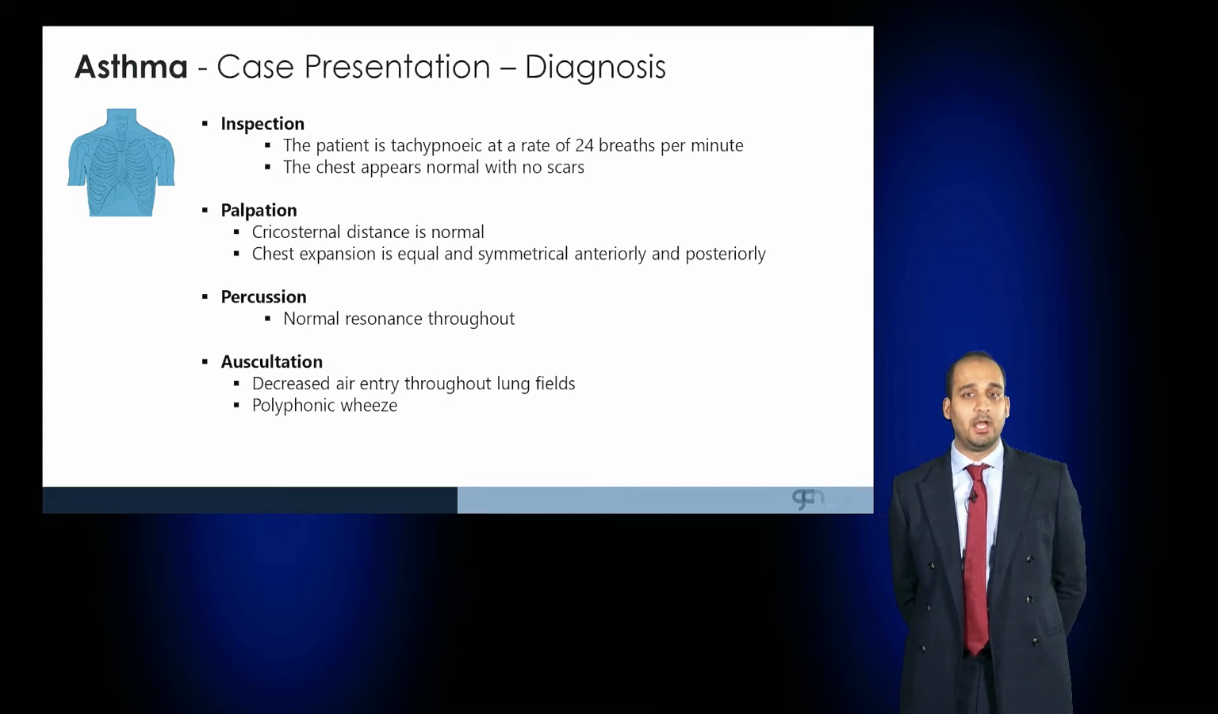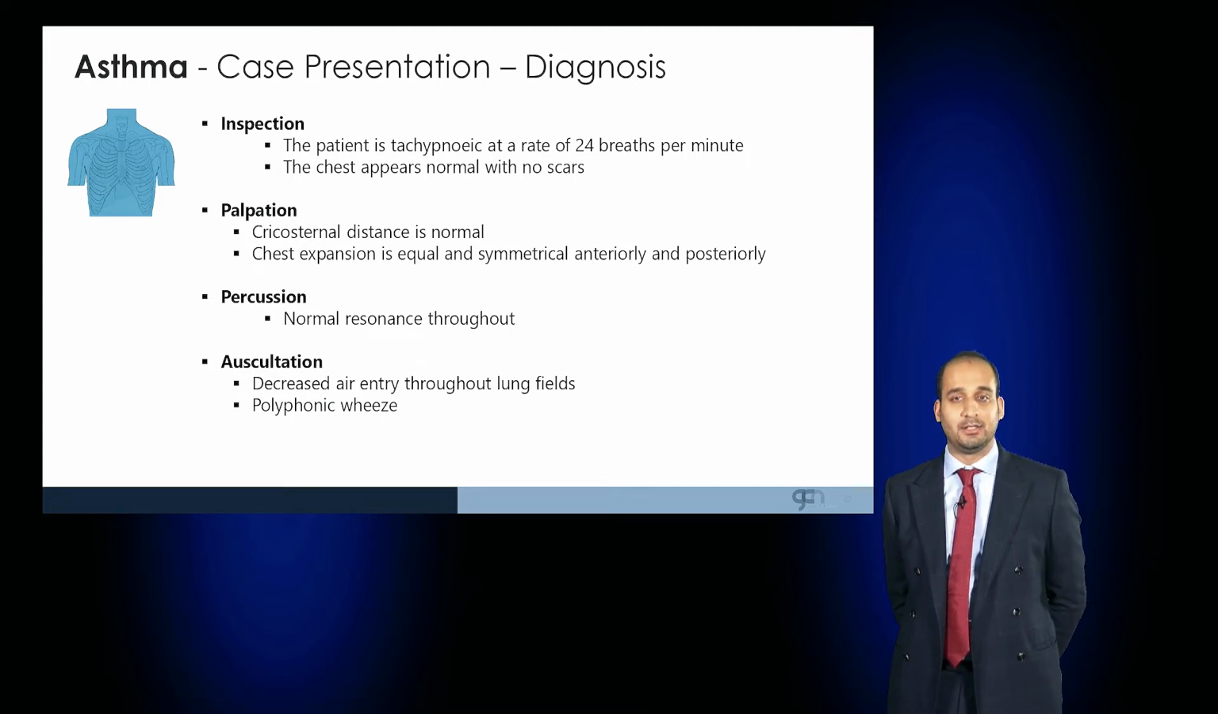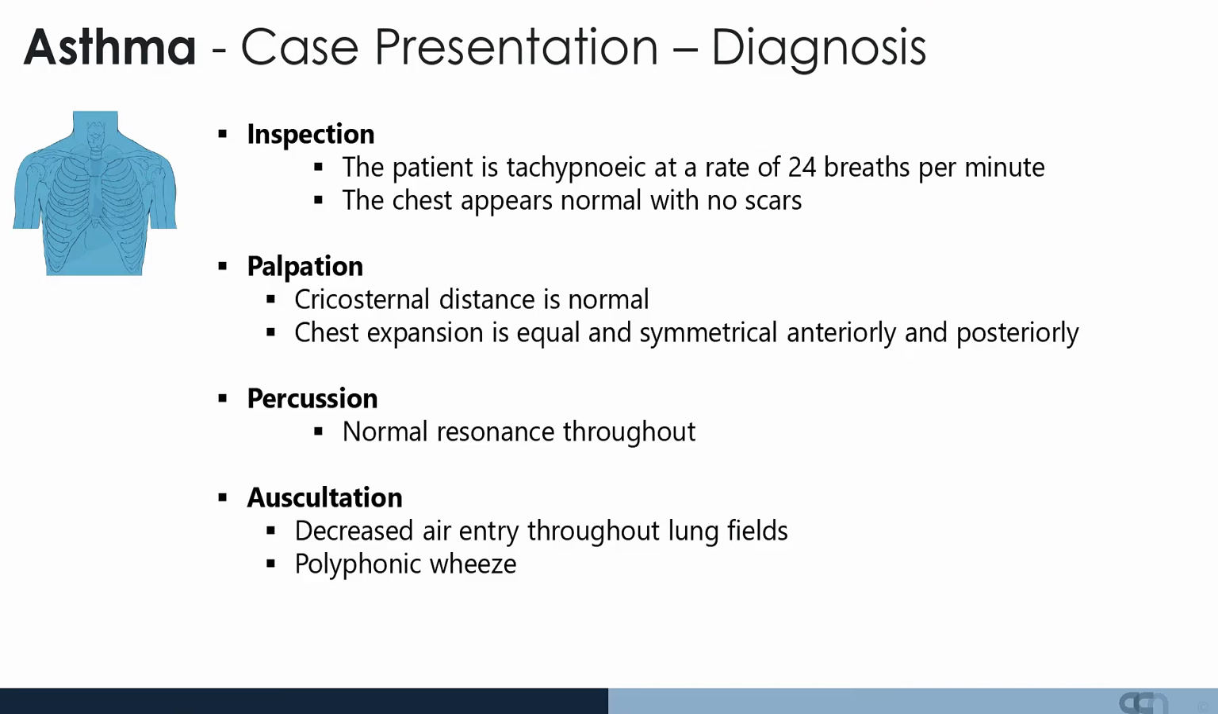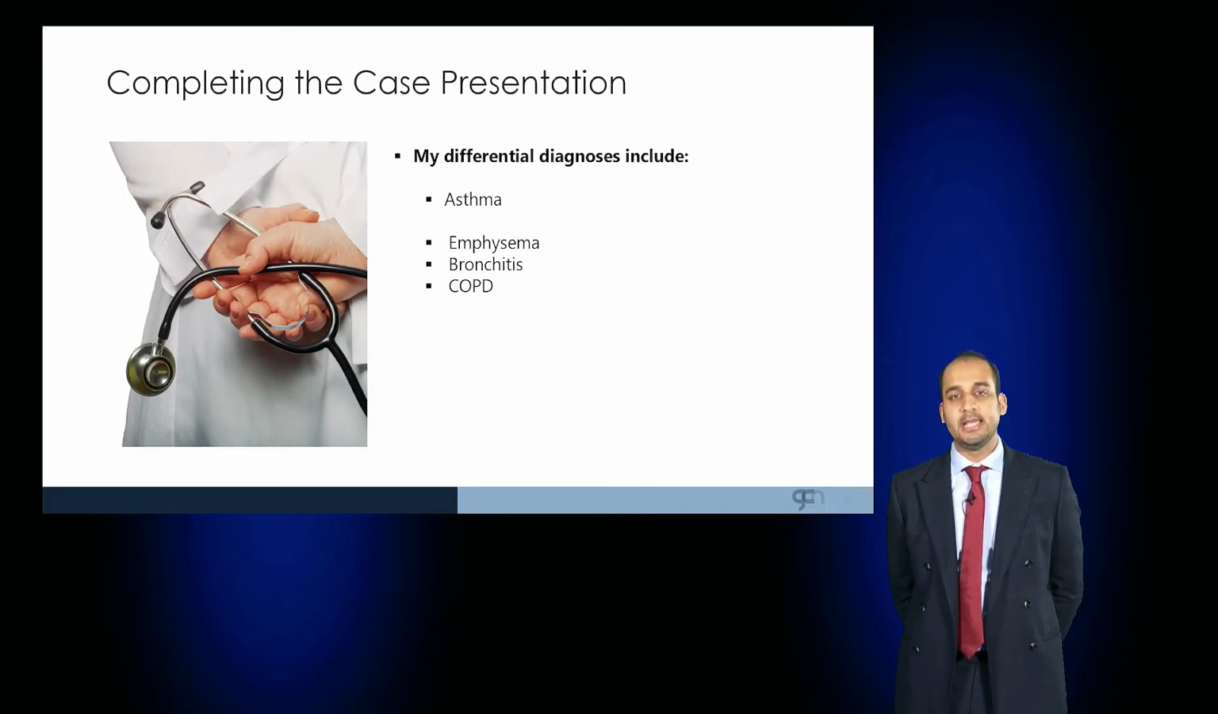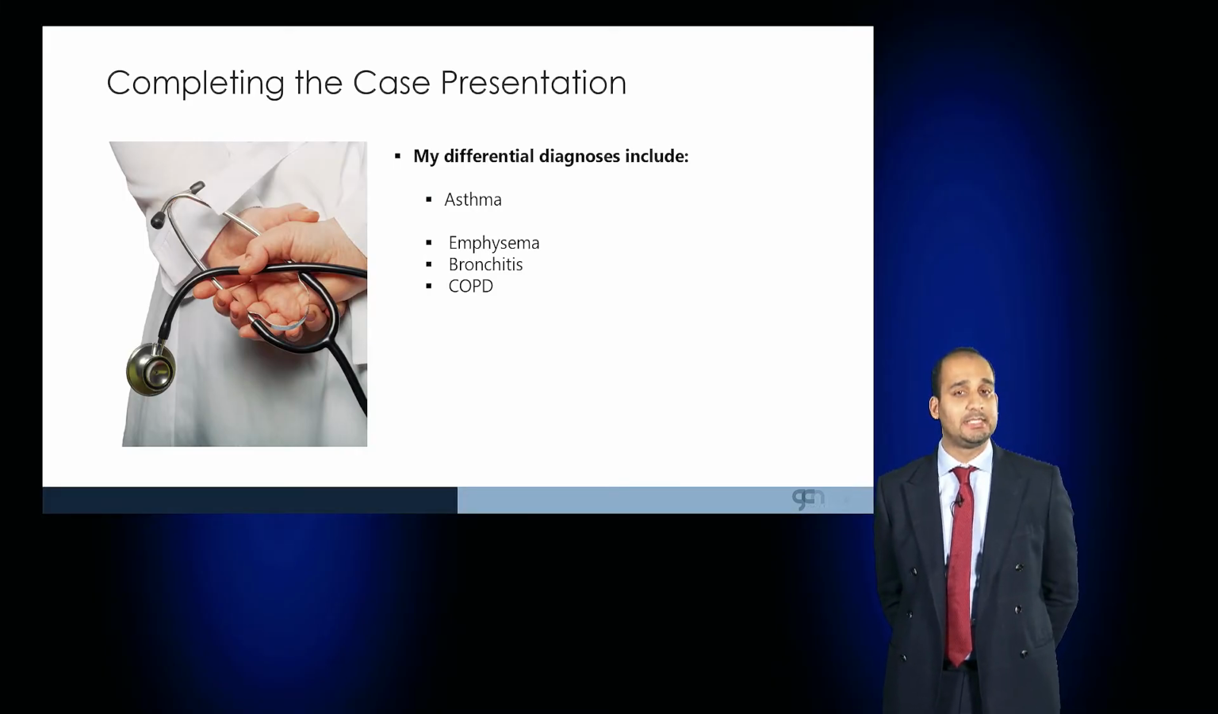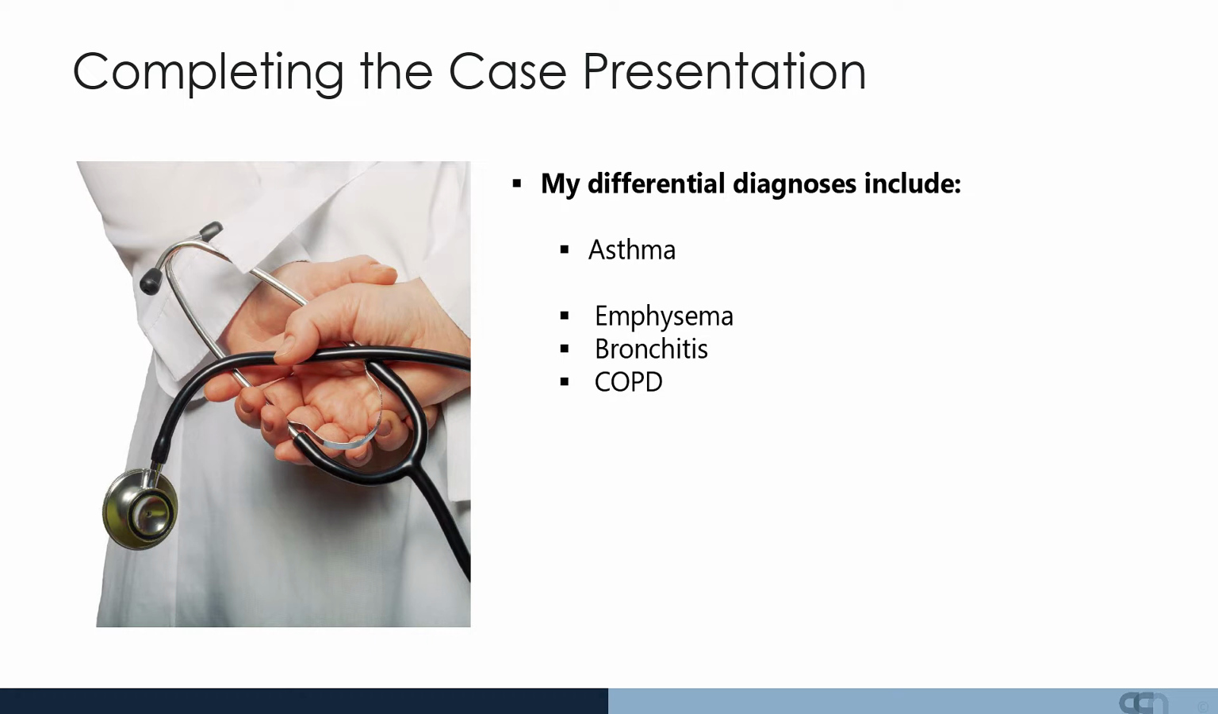Chest expansion would be equal and symmetrical, both anteriorly and posteriorly. On percussion, you would expect normal resonance throughout, and on auscultation, decreased air entry throughout both lung fields with a polyphonic wheeze. Differentials would include asthma, emphysema, bronchitis, and COPD.